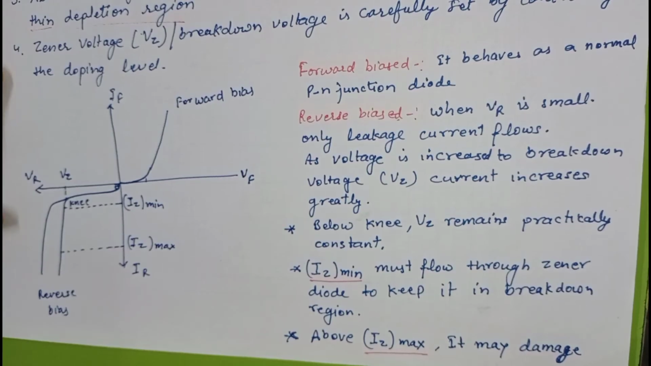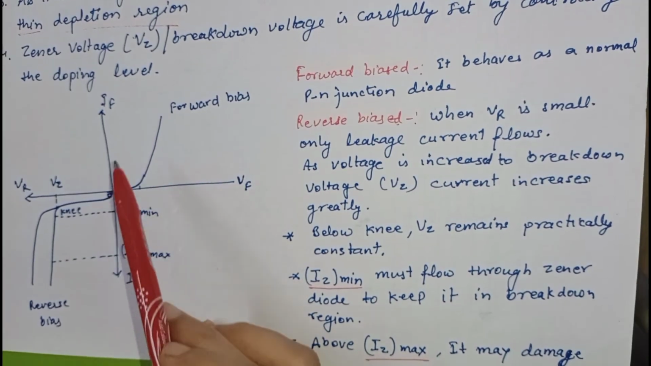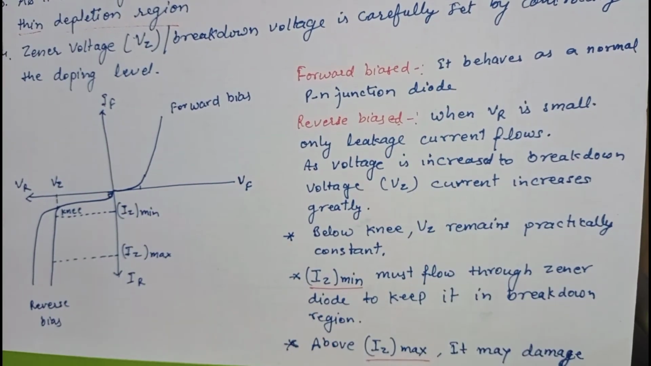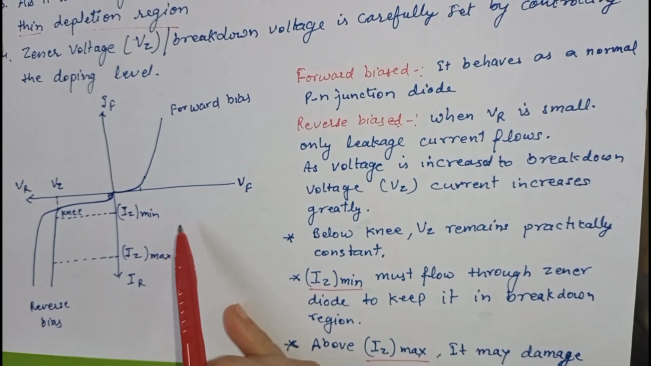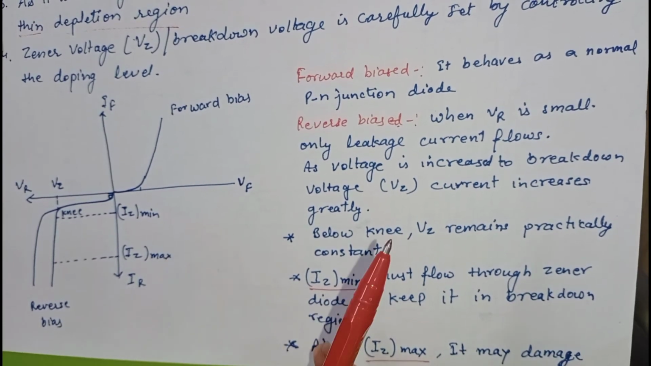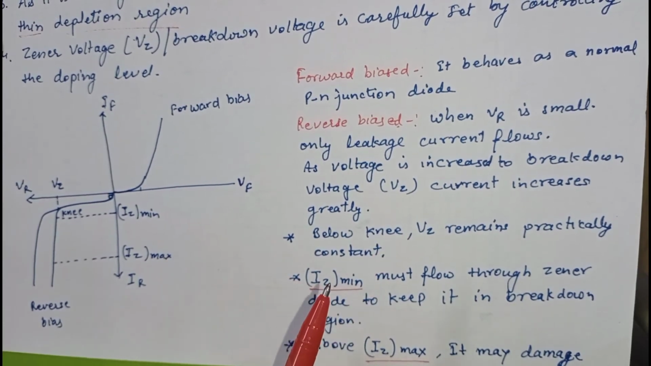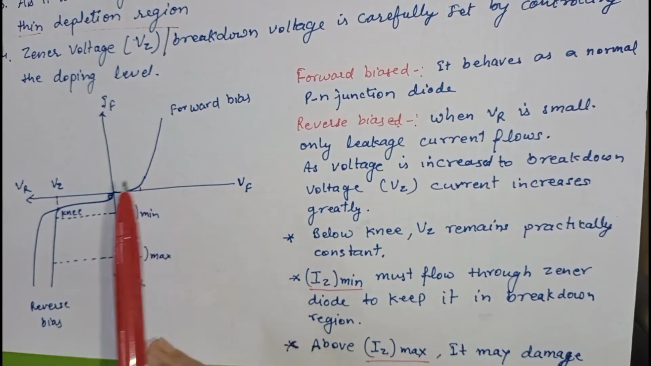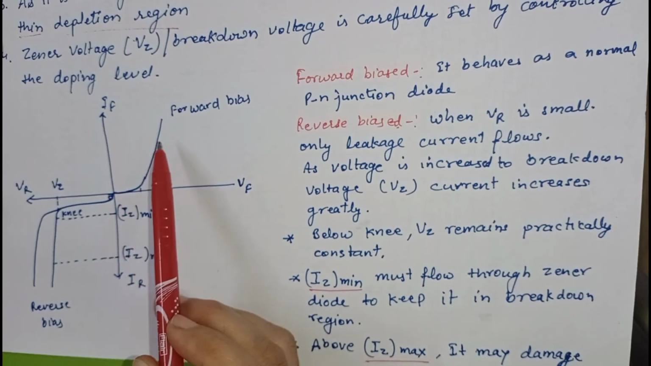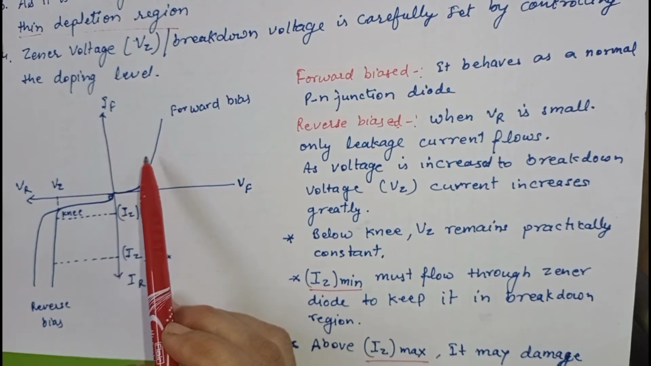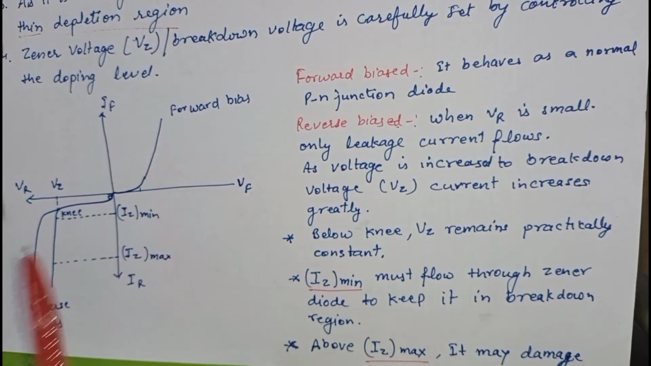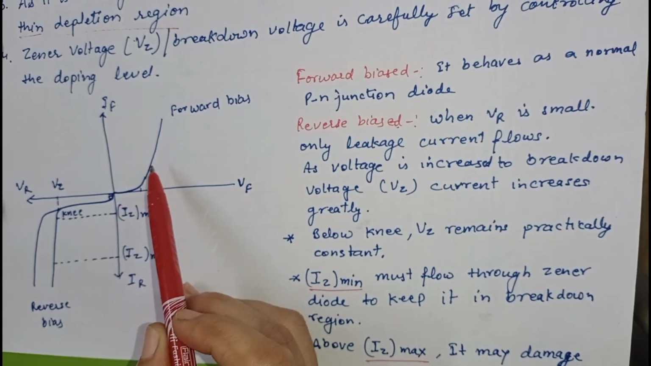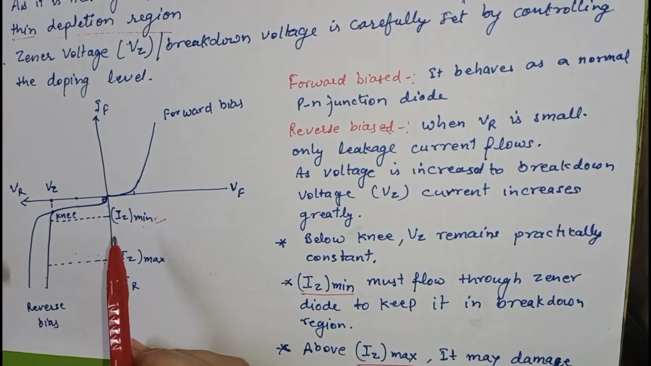Now we will see the characteristics of Zener diode. When Zener diode is forward bias, in this case, P side is connected to positive terminal of the battery and N side is connected to negative terminal of the battery. This is forward bias. In case of forward biasing, the characteristics of the Zener diode is same as that of an ordinary diode. But the current in this case flows more because of heavy doping.